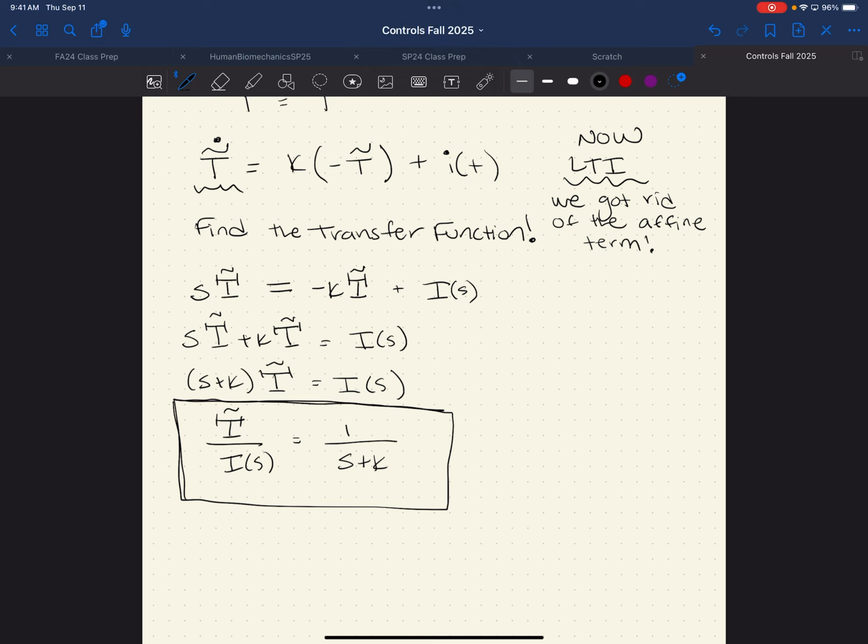Let's review MATLAB a little bit. If I wanted to simulate this in MATLAB, what would I do? Alex thinks we need to use the TF. Yep, we absolutely do. But before we use TF, we probably need to define some value of K, right? So let's say maybe K is 10.